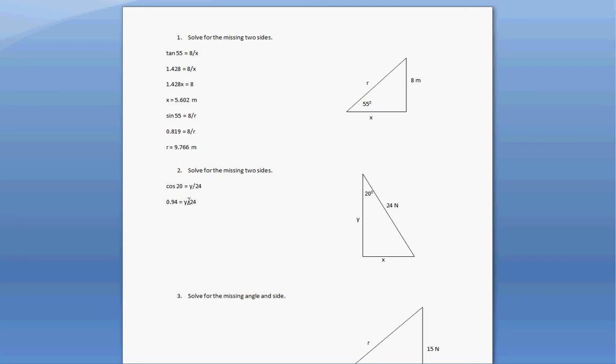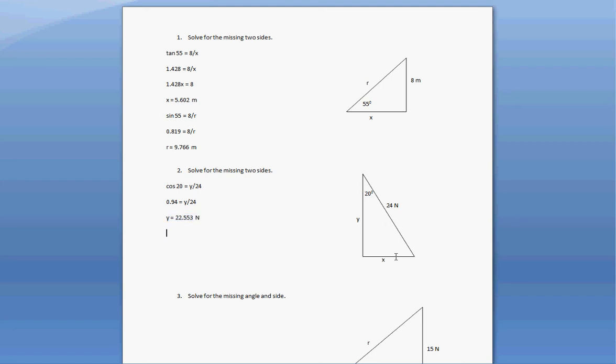And I'm going to multiply both sides by the 24. And I'm going to get y is equal to 22.553. And this side here should be smaller than this side. That's how you check your answers. And it is 22 versus 24. That's newtons, because this is newtons over here. Newtons is probably the most common use for sine and cosine in physics, by the way. Force triangles are very common.